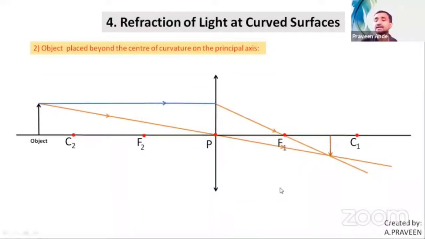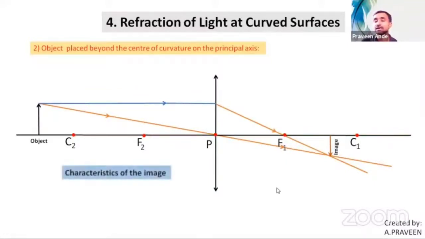Okay, let me write the characteristics by identifying the image here. What characteristics can we write about the type of image? Is it real or virtual? It is a real image. Very good. Then what about the size? Smaller, diminished. Okay. What about its facing direction? The facing direction is below the principal axis. Below the principal axis means it is said to be an inverted image, oppositely faced to the object. So we can write inverted image. Then for size, you have to mention that the size of the image is diminished.